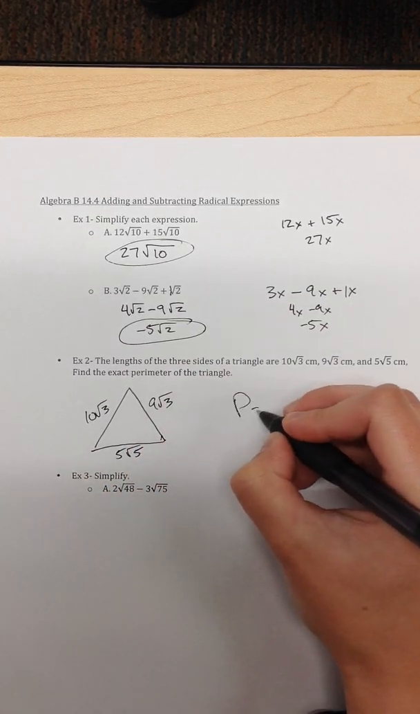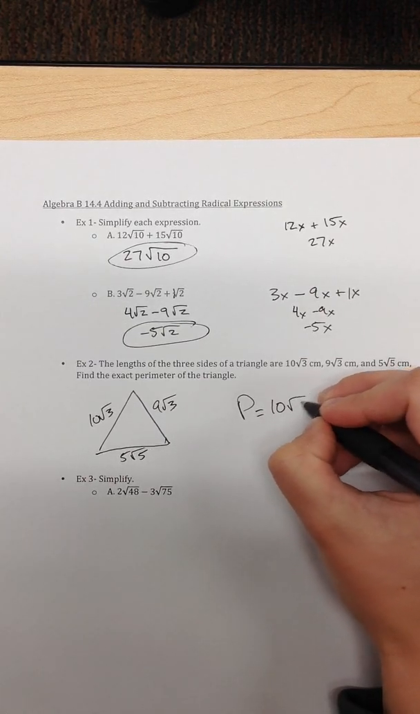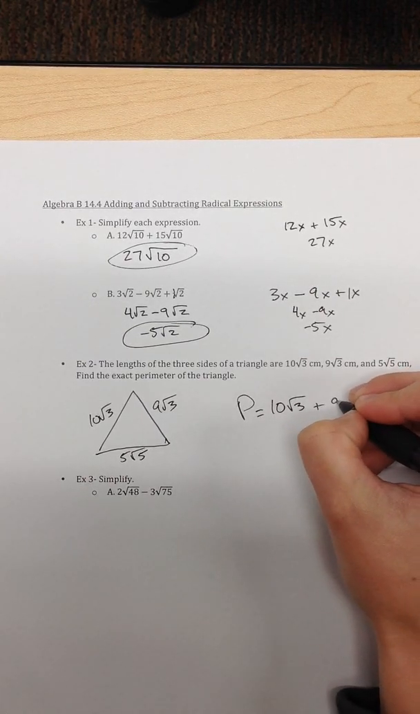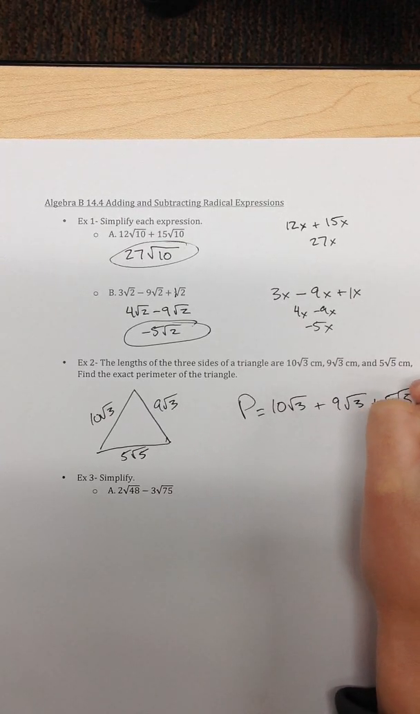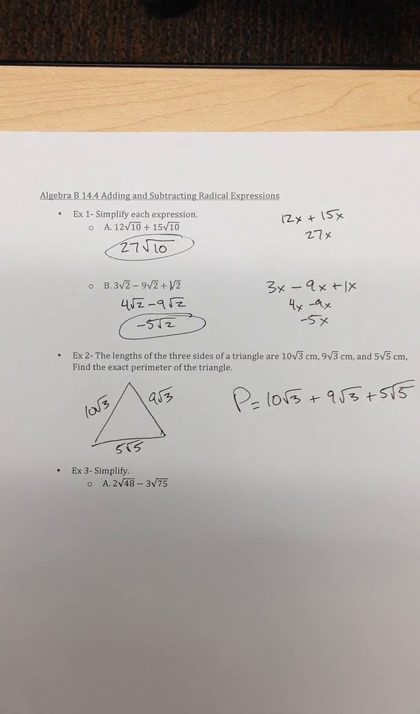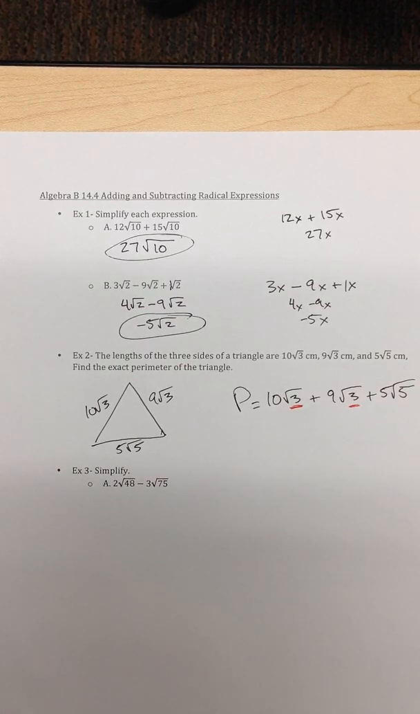Perimeter means adding all of the sides together. So we're going to add 10 times the square root of 3 plus 9 times the square root of 3 plus 5 times the square root of 5. How this one is different is that these two are being multiplied by the square root of 3, and this last one is being multiplied by the square root of 5. So those are like different variables.